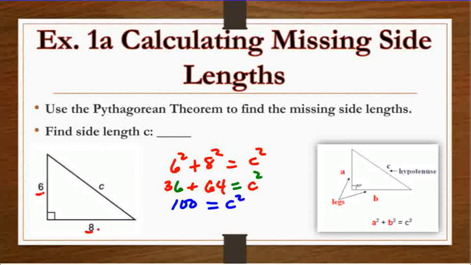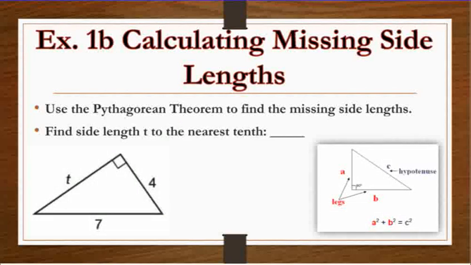100 equals C squared. To find what C is, we need to undo the square by finding the square roots. The square root of C squared is C. Whatever I do on one side, I must do on the other. So the square root of 100 is 10. So we would say that the side length for C is 10.